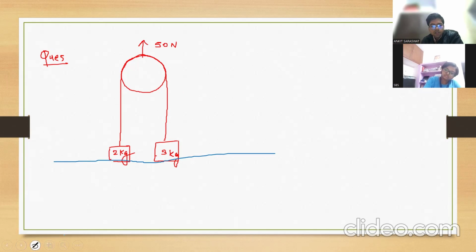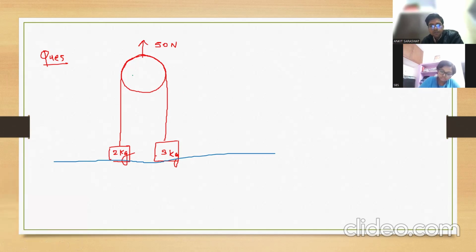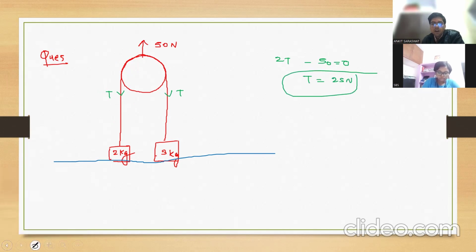Could you please tell me what is the direction of tension force in this pulley? How much tension in the string, if you are applying 50 Newton? Down, very good. 2T down. Then 2T minus 50 is equal to 0. T will be what? 25. Is it correct? So tension in the string will be half of force applied on the string.